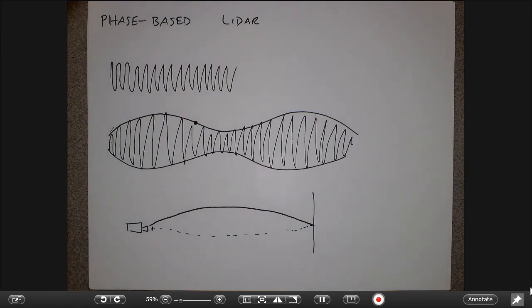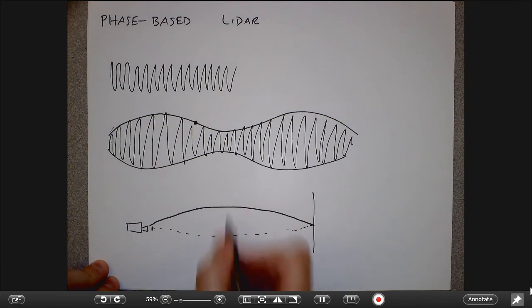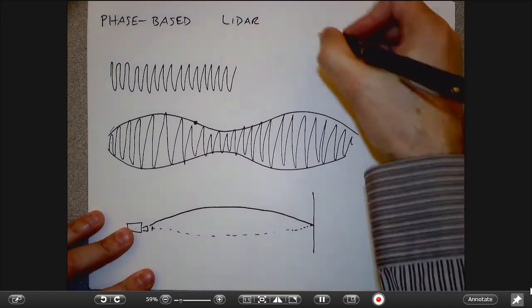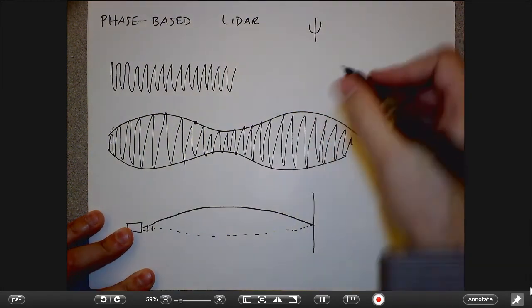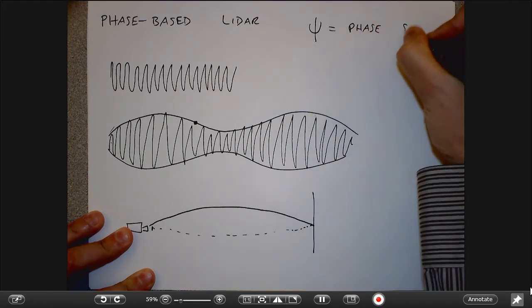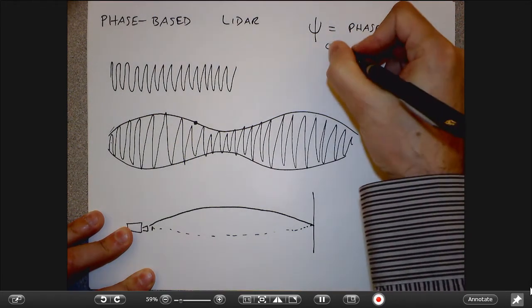If the surface is not too far away, then the phase delay is small, because there hasn't been that much time for this slow frequency sine wave to change when it comes back to me. Whereas if the surface is far away, then maybe I'm almost all the way back to my original zero starting position. And so here, what I look at is what we call psi, which is called the phase shift of the modulated signal.